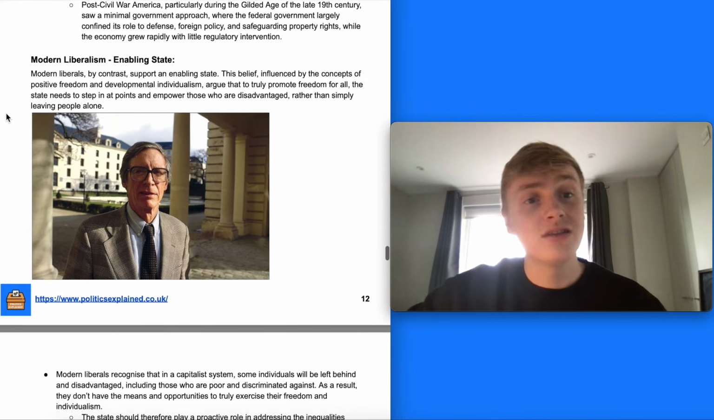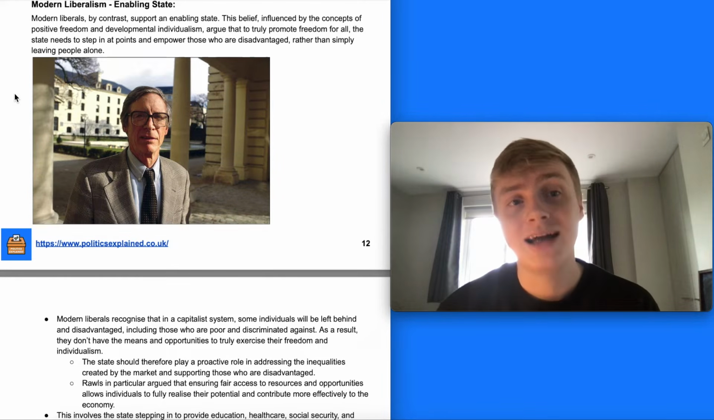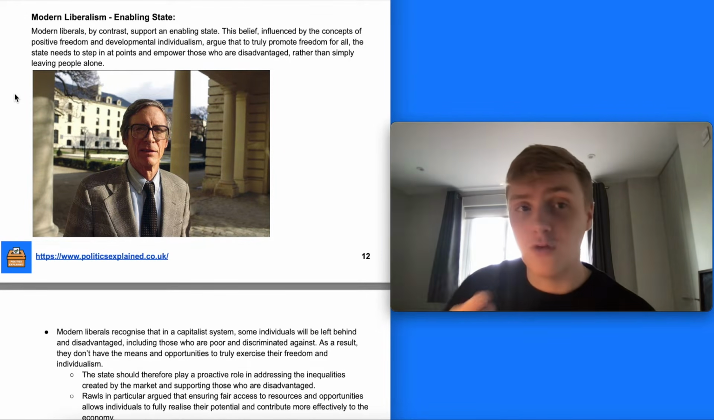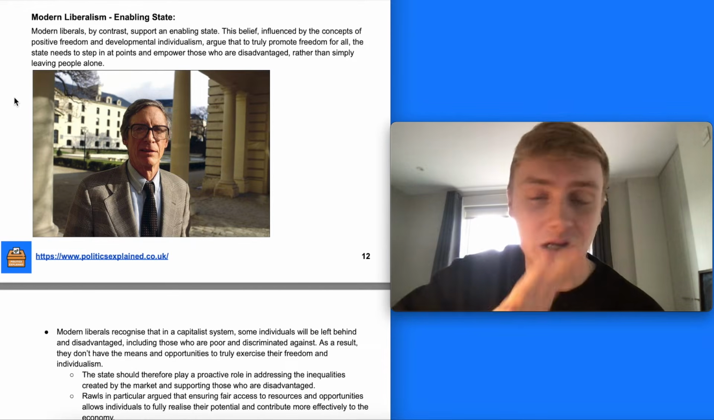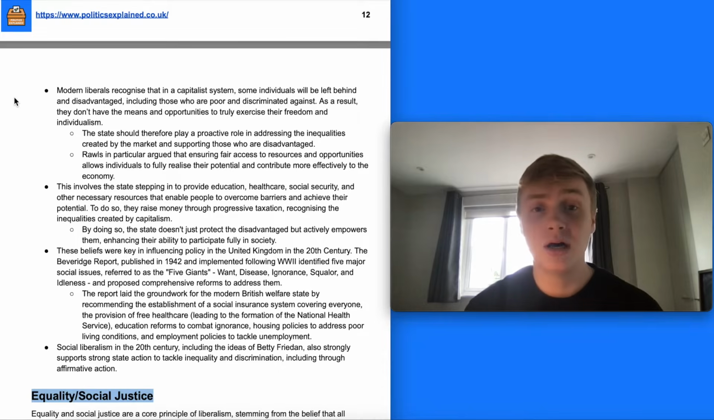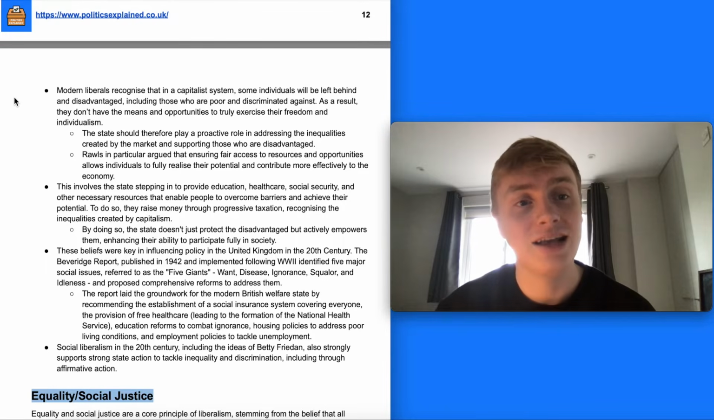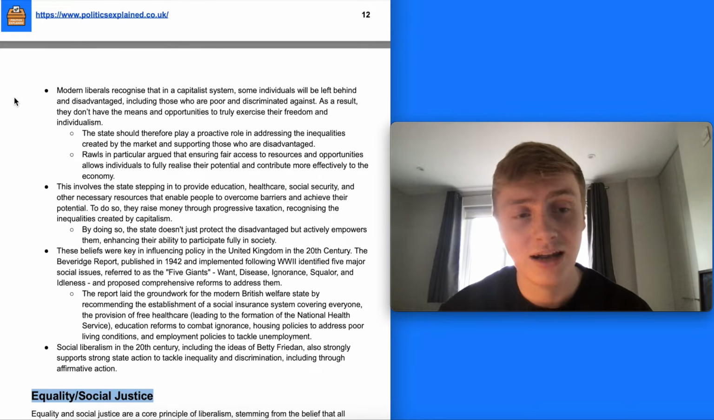Modern liberals, by contrast, support an enabling state. So this is a belief influenced by the concept of positive freedom and developmental individualism. And it argues that to truly promote freedom for all, the state needs to step in at points and empower those who are disadvantaged rather than simply leaving people alone. So we've already looked at this a little bit when we looked at their economic views. They recognise that in a capitalist system, some individuals will be left behind and disadvantaged, including those who are poor and discriminated against. And as a result, they don't have the means and opportunities to truly exercise their freedom and individualism. And as a result, the state should play a proactive role in addressing the inequalities created by the market and supporting those who are disadvantaged.